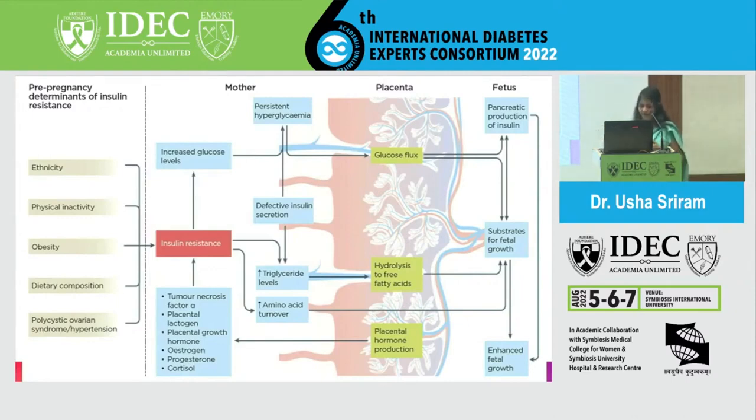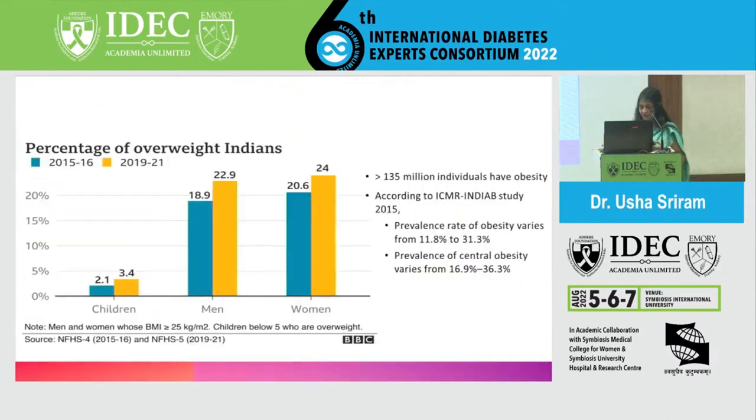And on top of that, if they have other factors, placental factors like placental lactogen, placental growth hormone, estrogen, progesterone, cortisone, all of those things, they're all diabetogenic hormones, and pregnancy itself is a diabetogenic event. So this is really the crux of the pathophysiology.